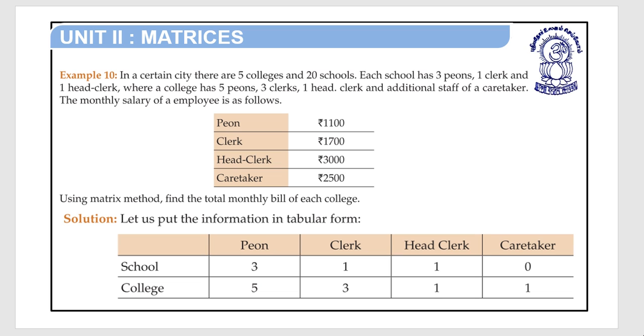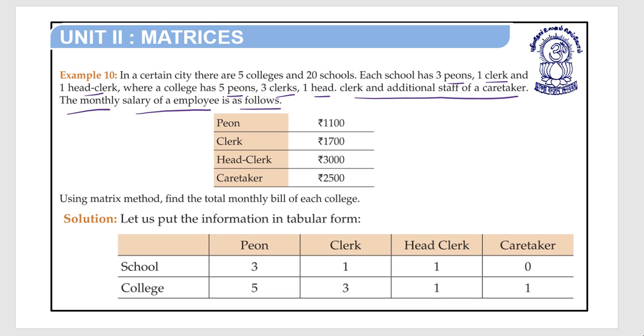Now example 10. In a certain city there are 5 colleges and 20 schools. Each school has 3 peons, 1 clerk and 1 head clerk. A college has 5 peons, 3 clerks and 1 head clerk and an additional staff of a caretaker. The monthly salary of an employee is as follows: peon, clerk, head clerk and caretaker 1100, 1700, 3000 and 2500. Using matrix method, find the total monthly bill of each college.